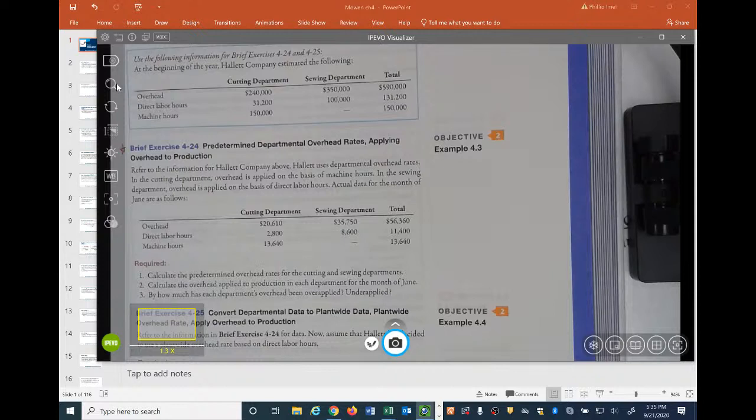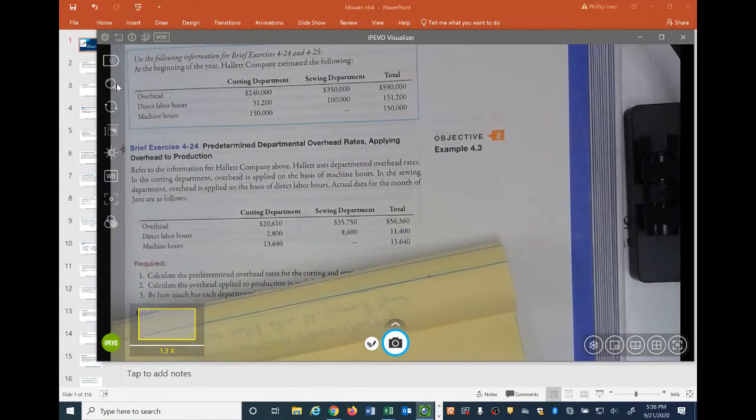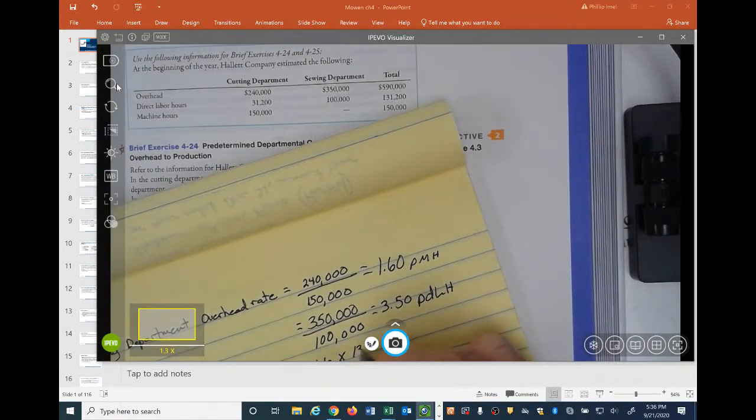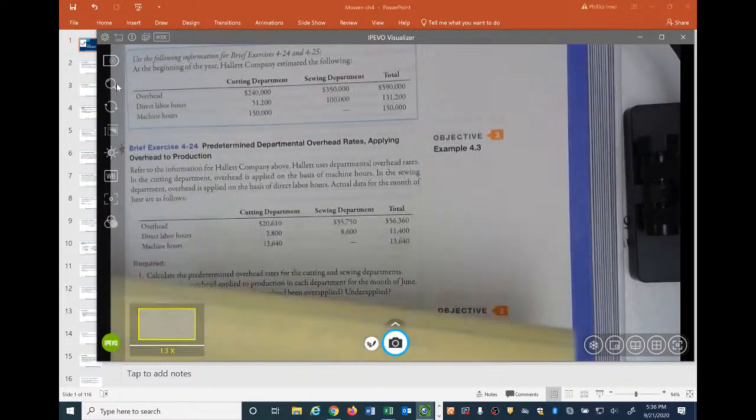What's the driving factor for the cutting department here? Machine hours, right. So we want to multiply it by the machine hours of 13,640. Everyone get that?